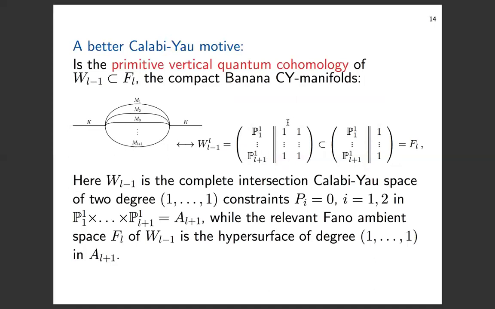And in order to make this a Calabi-Yau, you have to have a complete intersection of two polynomials, and each of them has degree one in all of these P1s. So you need two in order to cancel the canonical class, to make the canonical class trivial. We will see this also later. And this whole thing is embedded in the Fano variety, which is just given by the same ambient space, but you take only one hypersurface. So this has positive canonical class.